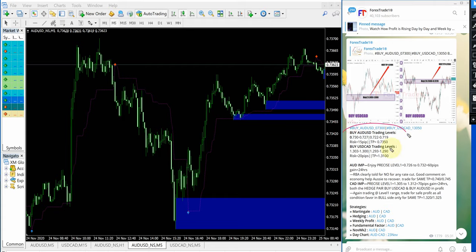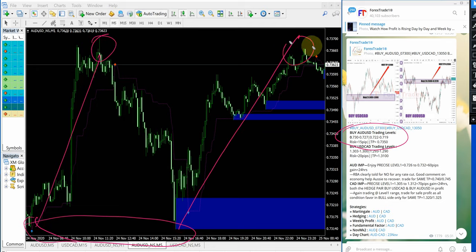For AUD USD, this is the entry range given, 0.730 to 0.727. As you can see here in this MT4 terminal chart, precisely from the level it got activated, and from here till here, twice it performed from our level.